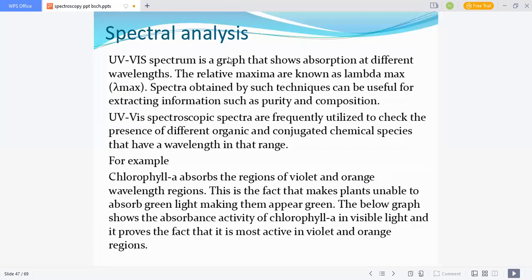For example, chlorophyll A absorbs in the violet and orange regions. Different regions absorb light, which makes plants appear green. The graph below shows the absorption activity of chlorophyll A in visible light, and it proves the fact that it is most active in the violet and orange regions.